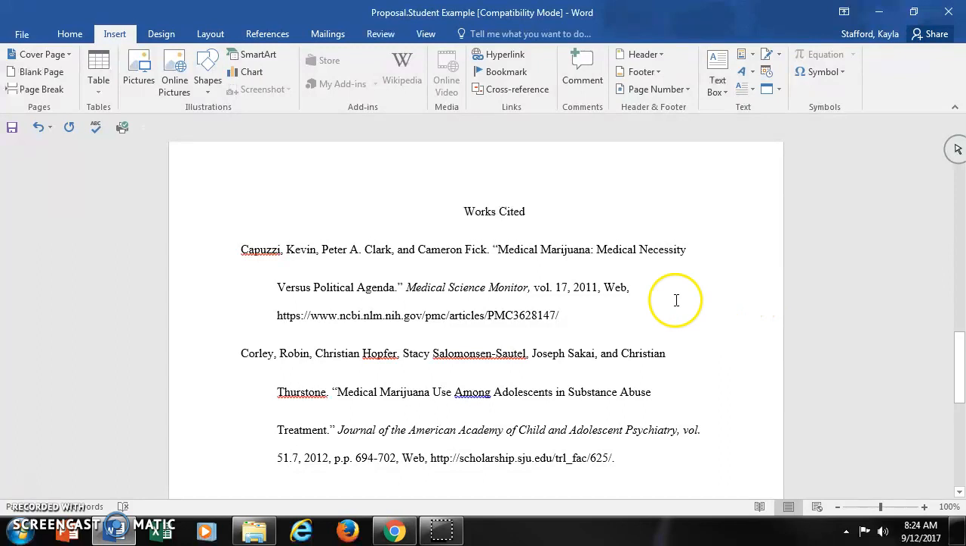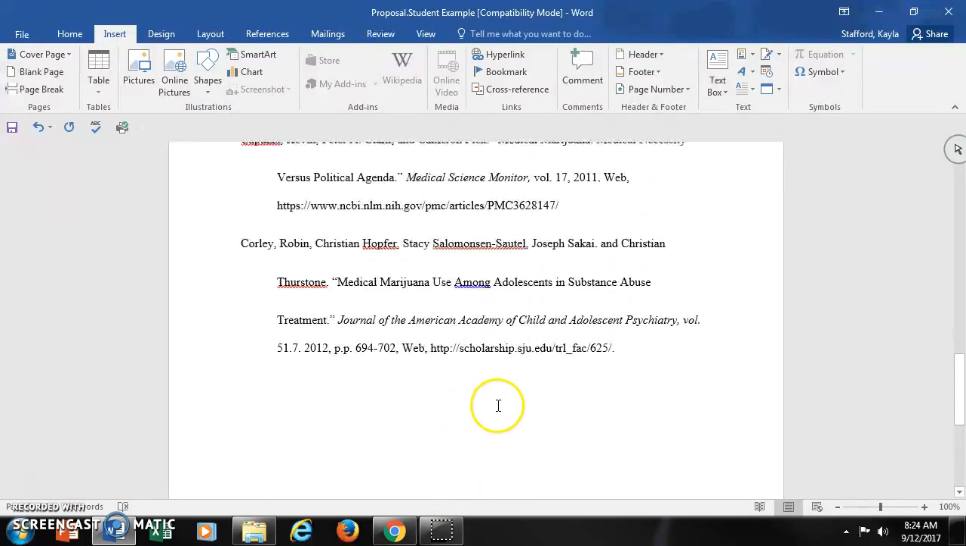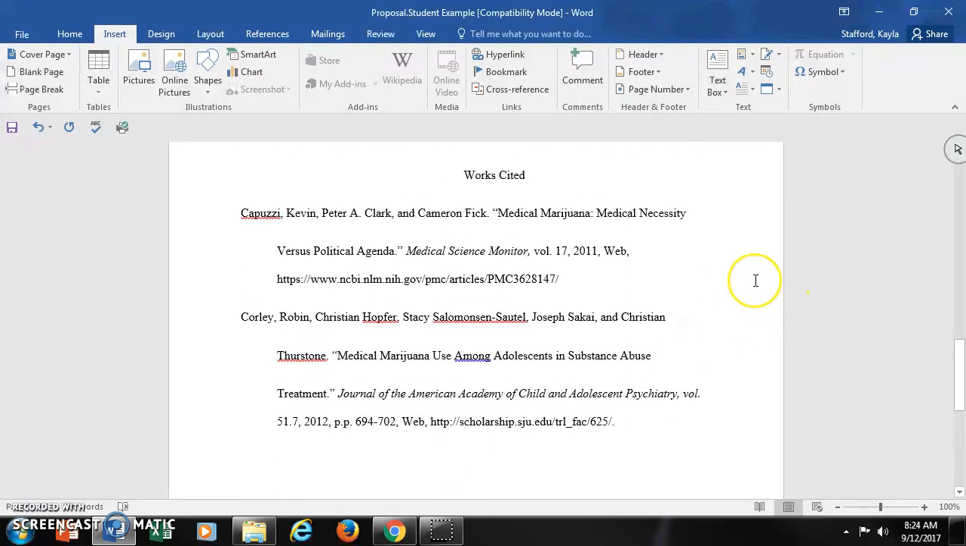Notice that I have 2 sources here that I have cited in MLA 8th edition. And these are the only 2 that I have left on this works cited page because this was truly a student's paper and I just used it as the proposal, but I had to update those citations. I just wanted to give you 2 good examples.